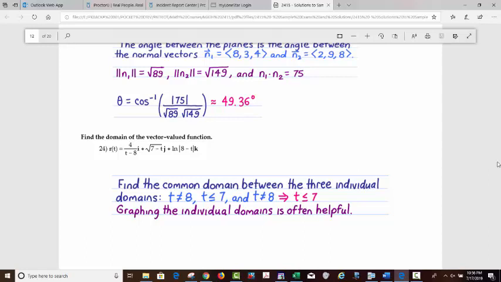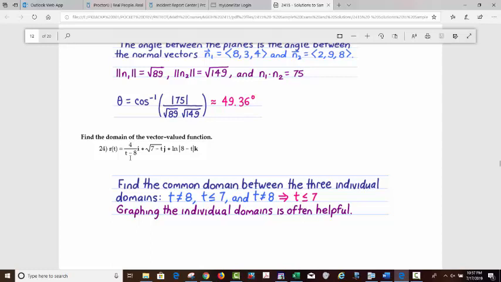So what I like to do is just identify the individual domains, and you don't have to really worry about anything that's all real numbers, because you can just say they're all real numbers. But even one part of it being all real numbers is not important, because we're looking for restrictions. That's the key, what would satisfy all of them. So for the first one, for the i component, t could technically be anything other than 8. So we know that 8's eliminated.